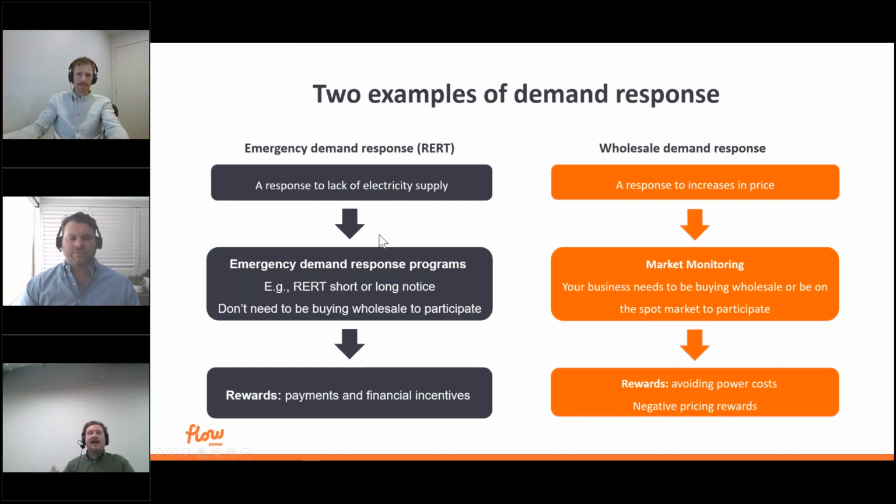So basically AEMO allows businesses to put their hand up and say, hey, I can reduce my load now, and you'll get paid to do that. The next step is basically we're going to start turning people's power off because we have no other choice. So you can actually combine these two. If you are on a wholesale linked contract, like FlowPower's Power Active, you can also enroll in RERT, and you can both get paid while you're reducing your price as well. So this one on the left is about getting paid for offering demand response, and this one on the right is about avoiding costs.